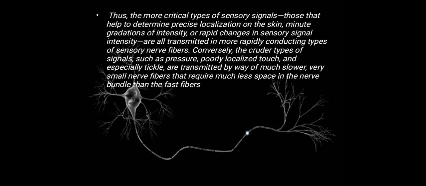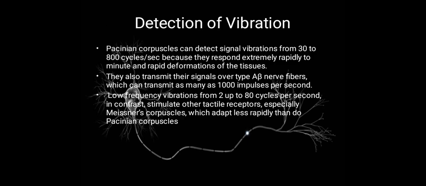Thus, the more critical types of sensory signals, those that help to determine precise localization on the skin, minute gradations of intensity, or rapid changes in sensory signal intensity, are all transmitted in more rapidly conducting types of sensory nerve fibers. Conversely, the cruder types of signals such as pressure, poorly localized touch, and especially tickle are transmitted by way of slower, very small nerve fibers that require much less space in the nerve bundle than the fast fibers.